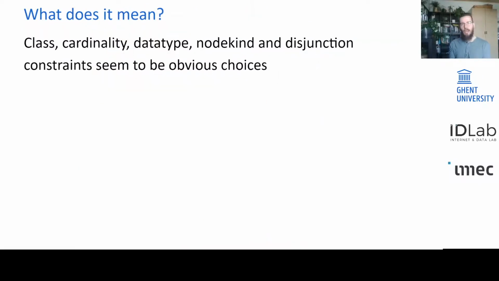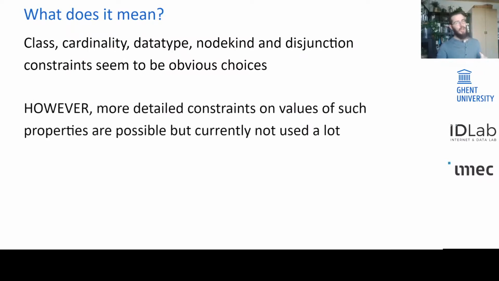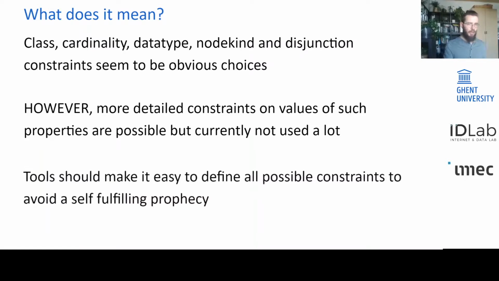It means that right now these kinds of basic constraints for the basic structure seem to be the obvious choice: classes, data types, and so on. However, there are much more constraints possible and, for example, defined in the SHACL specification for a reason. So there's much more potential to also use them, which is right now not used a lot. It also means that the tools we use right now to create and edit such constraints should maybe put a little bit more attention to these less used constraint types to avoid a self-fulfilling prophecy where they only provide us with class and data type constraints, which we then use in the end.